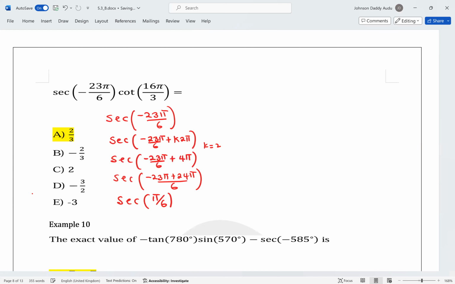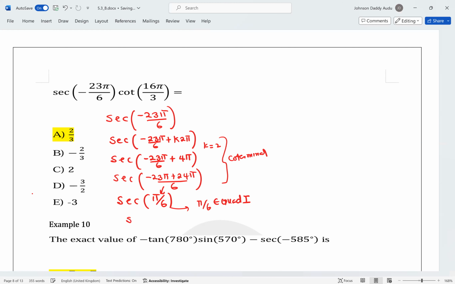It's just going to be sec of pi over 6. Now, all of this from here to here, what we're trying to find is the coterminal angle. Now that you know this is pi over 6, we know pi over 6 is in which quadrant? Is in quadrant 1. Since it's in quadrant 1, it's going to be the same thing as the reference angle.